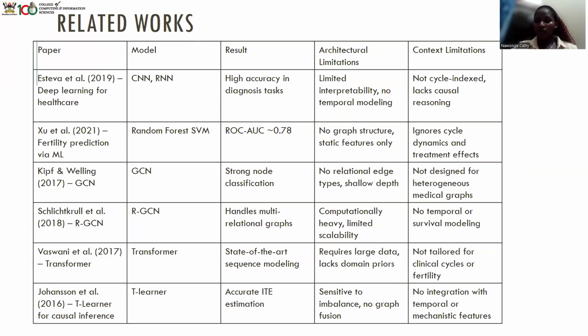To ground our work, we reviewed several papers. This table summarizes models like CNN, RNN, random forest, and graph-based architectures like GCN and RGCN. We noted their strengths, like high accuracy and relational modeling, but also their limitations, such as lack of temporal awareness and poor interpretability. This gap helps shape our modeling choices.